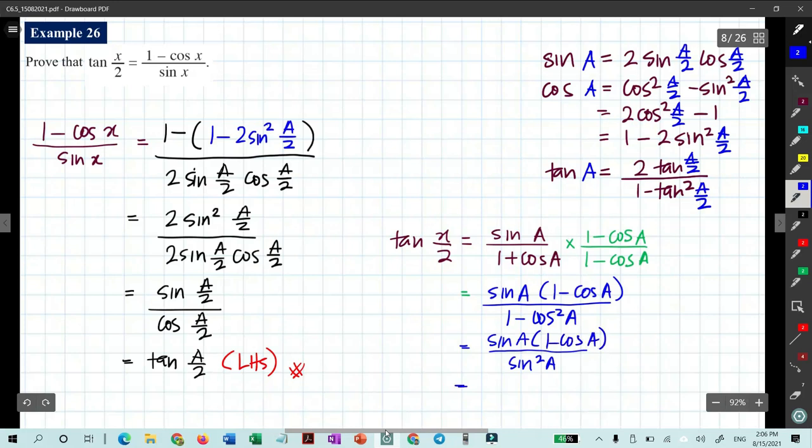Okay, and when you simplify this, you'll get 1 minus cos a over sine a. Okay, so we already cancelled the sine a, because sine square a is actually sine a multiplied with sine a. So we are able to eliminate the sine a at the numerator. Okay, so in this case the left hand side is now equal to the right hand side.